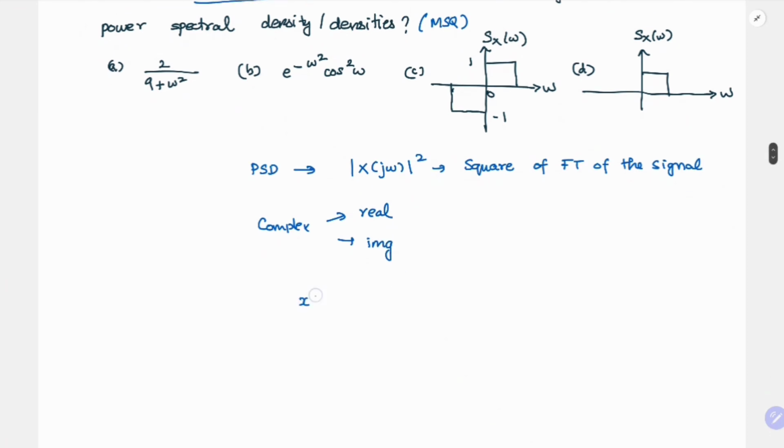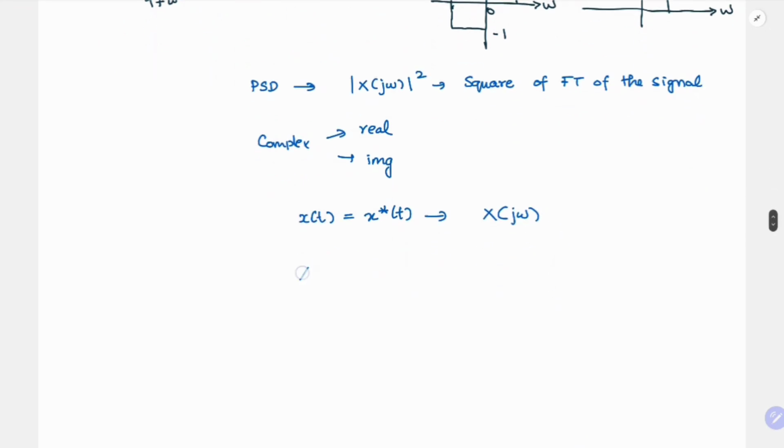So real means your signal x of t is equal to x conjugate. So it has only the real part. Its imaginary part is 0 for all values of time instance. Based on this, we can derive a few properties for the Fourier transform. If you write out the Fourier transform, it is integral minus infinity to infinity x of t e power minus j omega t dt.